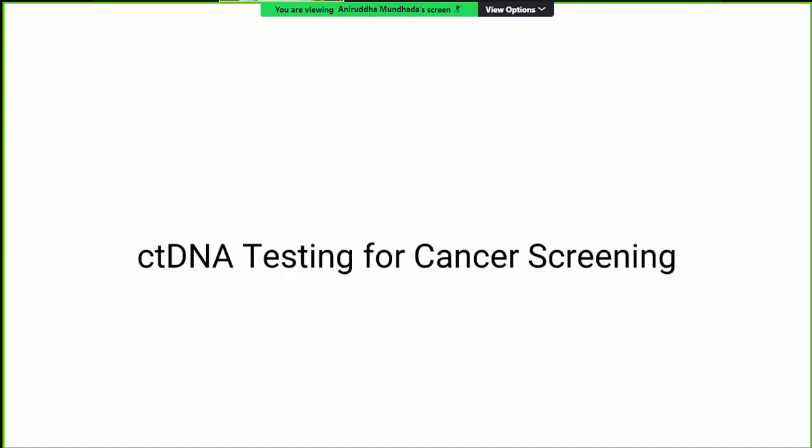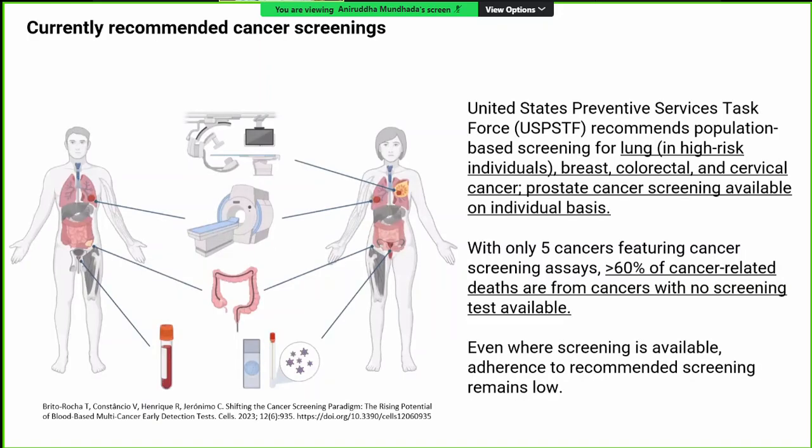So this was much about introduction and the technicalities and kinetics and a few concepts about haploid genome equivalent in ctDNA. Coming to the clinical scenario, first we'll start off with cancer screening. Currently recommended screening practices are by USPSTF, which recommends a population-based screening for lung cancers as well as other cancers.